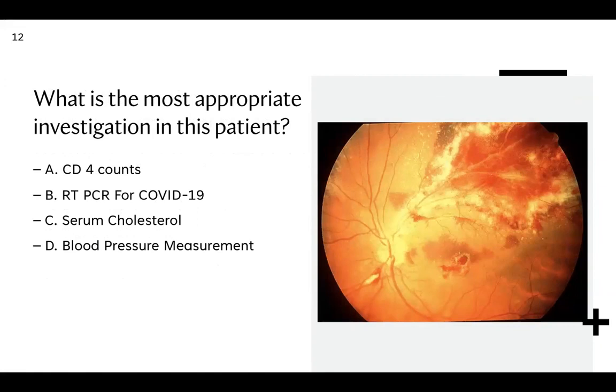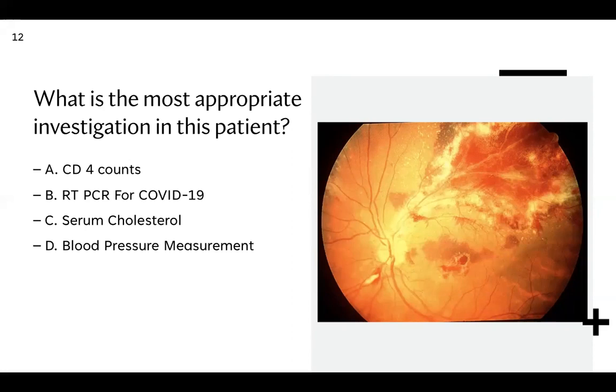Is it A, CD4 counts? Is it B, RT-PCR for COVID-19? Is it C, serum cholesterol? Or is it D, blood pressure measurement in view of the fundus findings? Now, this is a very classical fundus picture that is seen in the condition that is associated with. It's got a name, which is something that is associated with. Go ahead and say it's a food item.